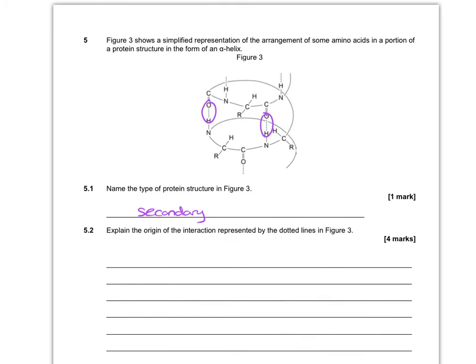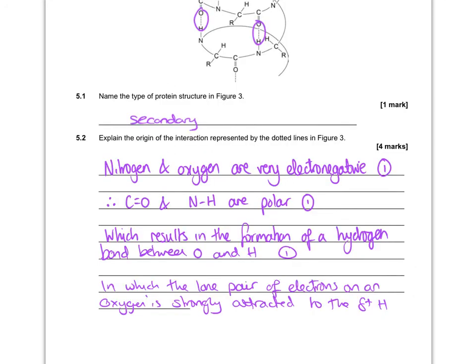So let's put that into words. Okay, so we've got nitrogen and oxygen are very electronegative for 1 mark. The C double bond O and the NH are polar, which results in the formation of a hydrogen bond between the oxygen and the hydrogen. You've just got to explain what a hydrogen bond is, in which the lone pair of electrons on the oxygen is strongly attracted to the delta positive hydrogen.